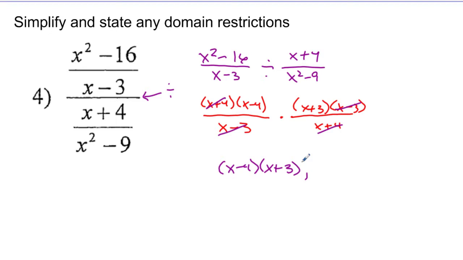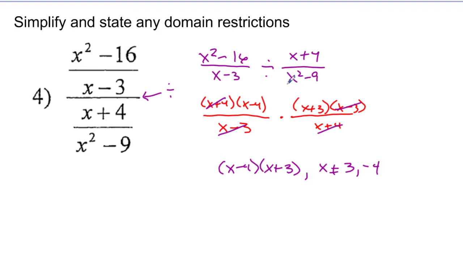So again, we have to be careful now. So we're going to look at this and say, here are my domain restrictions. I'm not allowed to have 3, okay? So x is not allowed to be equal to 3, okay? x is not allowed to be equal to negative 4, right? Those are the easy ones, okay? And here's the catch. This x squared minus 9 used to be a denominator. Before we flipped it, it was a denominator.